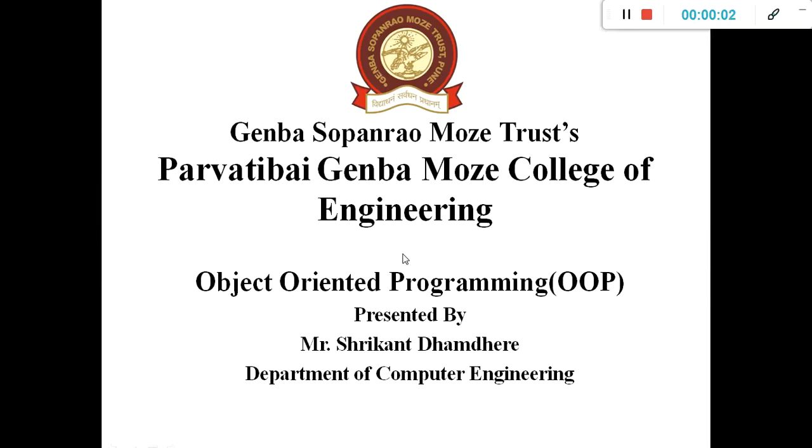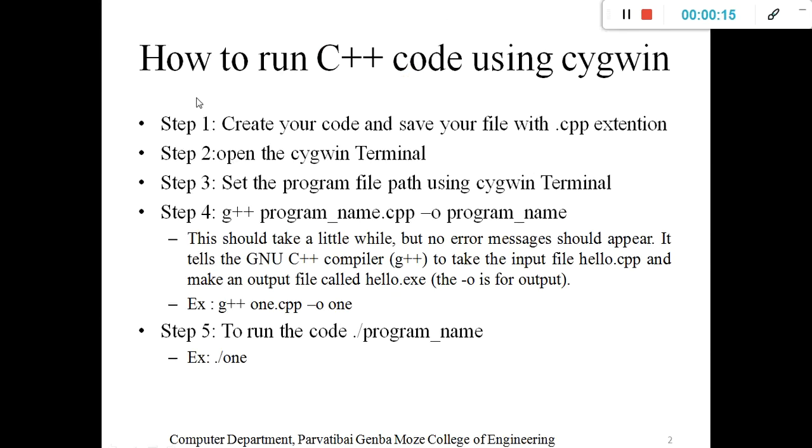Hello everyone. In this lecture we will understand how to create a C++ program and how to run it on a Windows operating system. That is, how to run the C++ code using Cygwin. This is simply a software which runs the GCC compiler on Windows. The actual GCC compiler was developed for Linux systems, but with the help of Cygwin we run it on Windows 7. That's why we need to understand how to run it under Cygwin.